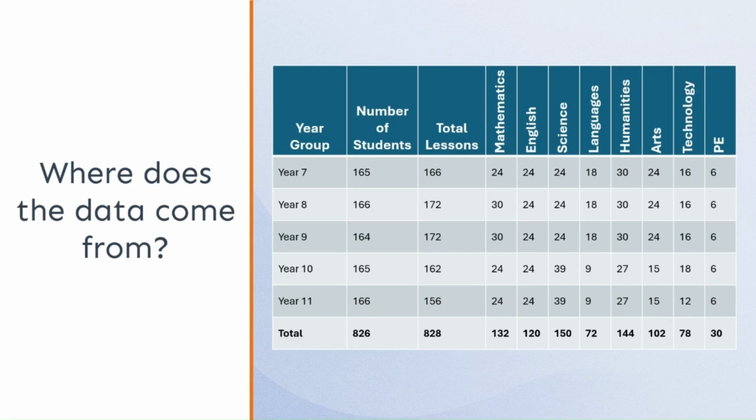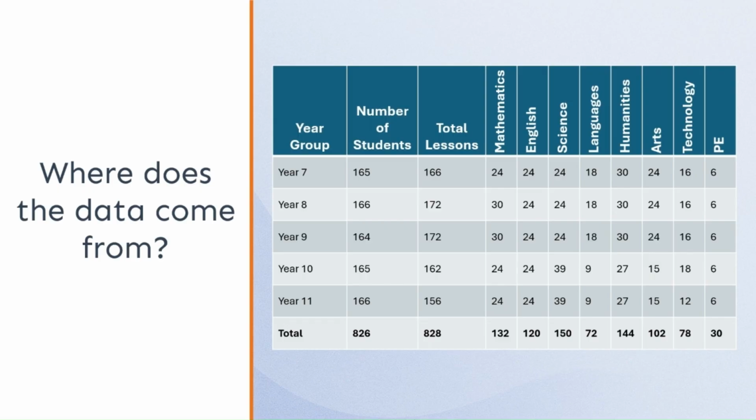Most schools collect this using a simple spreadsheet. This overly simple example shows each year group the number of students and the number of lessons across different subjects. From something like this, you can instantly get the total number of students and the total teaching periods.